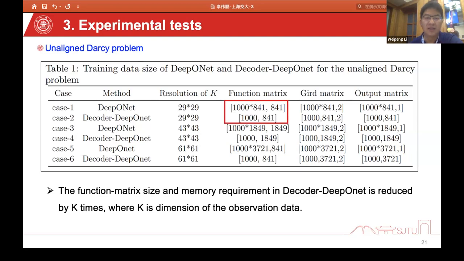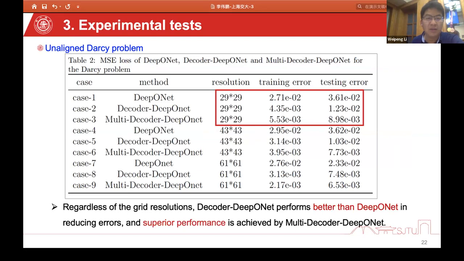Here we give the training data size for the DeepONet and Decoder-DeepONet for this problem. And we have three grid resolutions. We can see that for the traditional DeepONet, the function matrix is very large. It's repeated by k times, where k is the dimension of the observation data, because the grid is randomly distributed. And here we give the MSE loss of the DeepONet, the Decoder-DeepONet and the multi-decoder. We can see that regardless of the grid resolution, the Decoder-DeepONet performed better than the DeepONet in reducing both training errors and testing errors. And the superior performance is achieved by the multi-input form.